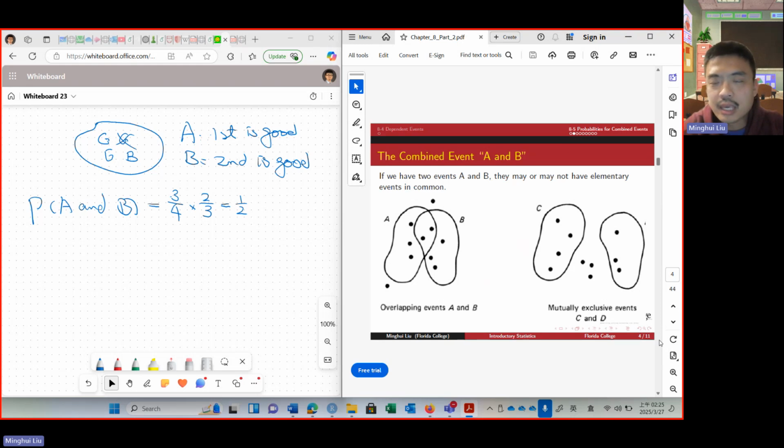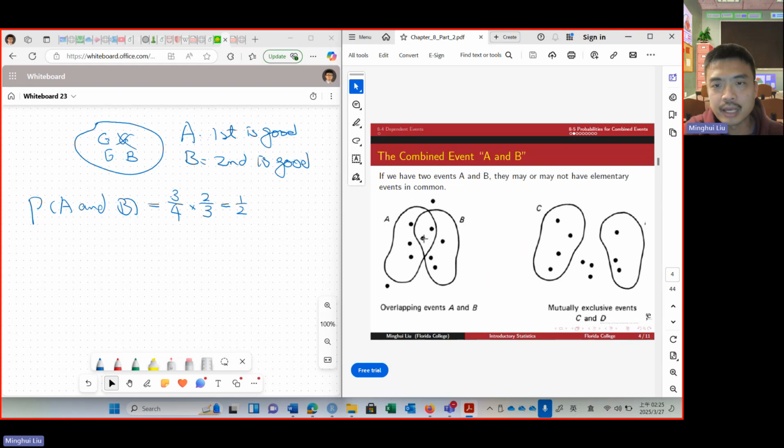Now let's talk about the combined event A and B. When we say A and B, we have 2 events that may or may not have anything in common. For example, on the graph on the left, you see here we have 1, 2, 3, 4, 5, 6, 7, 8, 9, 10 points. 2 of them are neither in B nor A, and then 3 of them are in A but not in B.